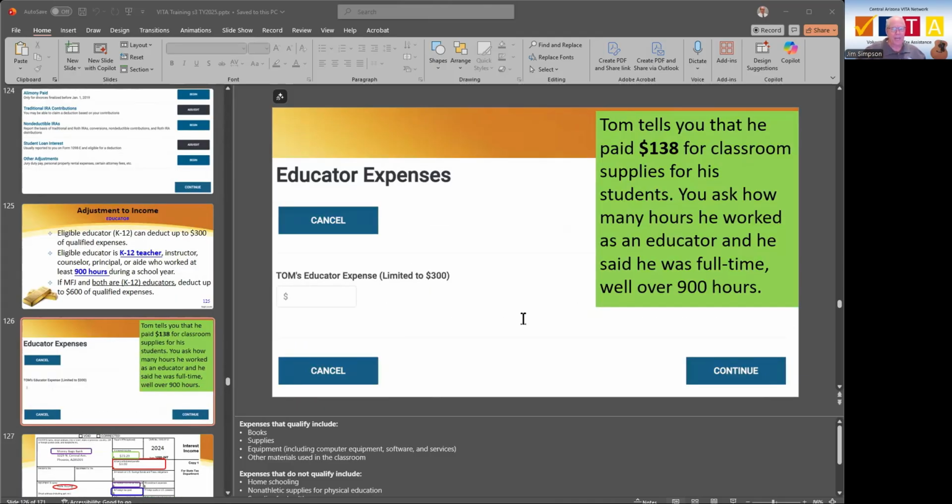Here's the TaxSlayer screen where you would go in there. Remember, it's under deductions first, then you go to adjustments, and then you go to educator expenses. And here's where you can put this in. They tell you it's limited to $300. I think even TaxSlayer would limit it to 300, even if you put in 400 here. And again, this right here would be for Tom. If they were married, there'd be another box for the spouse.